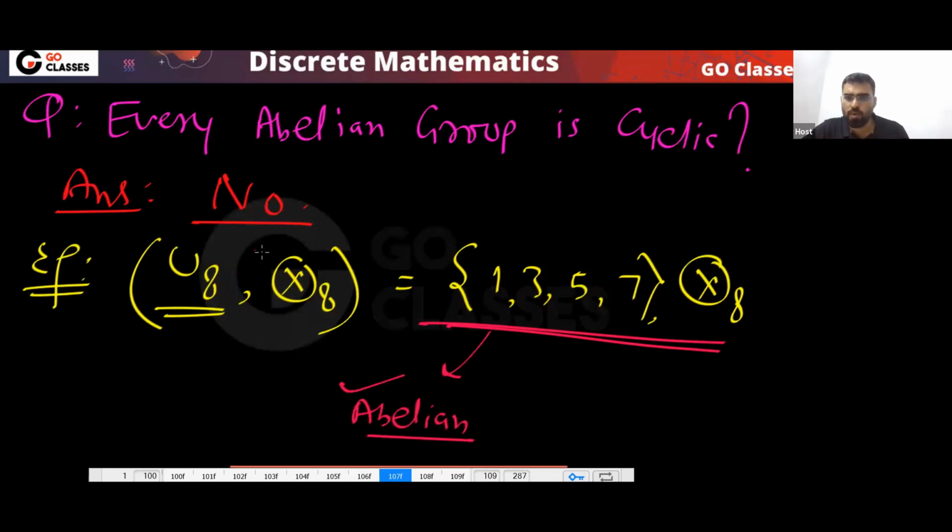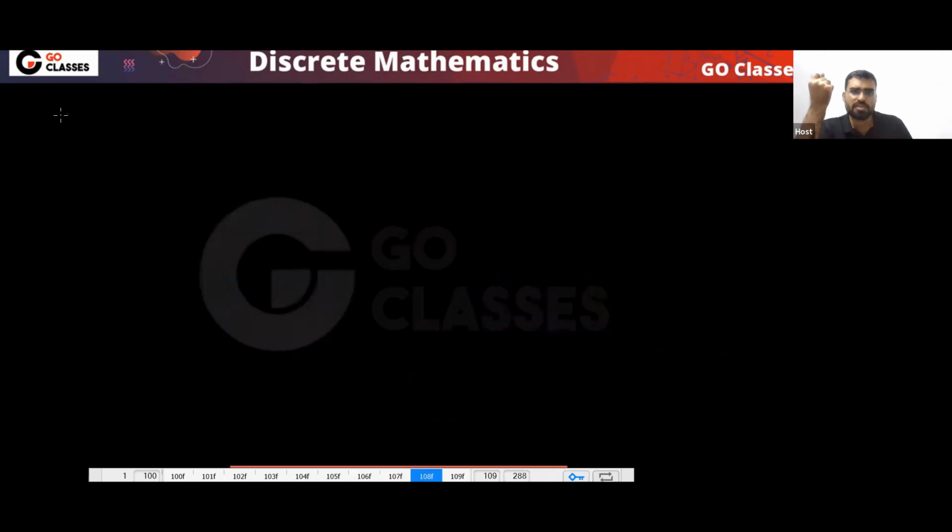Because this is a group of order 4. Abelian, right? Yes, this is multiplication, so this is commutative. Multiplication is commutative, very good. But this is also a group of order 4. So of course it is abelian. Every group of order 4 is abelian, we have already seen. And you can notice this is not cyclic. There is no generator.